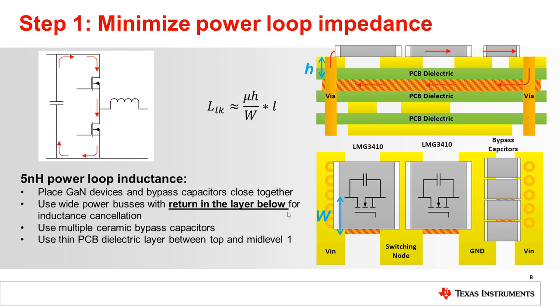The third piece of advice is to use multiple ceramic bypass capacitors, which lowers the impedance across a wide frequency range. Again, tie back to the low H we mentioned above, we want to use thin PCB dielectric layer between top and mid layer 1.